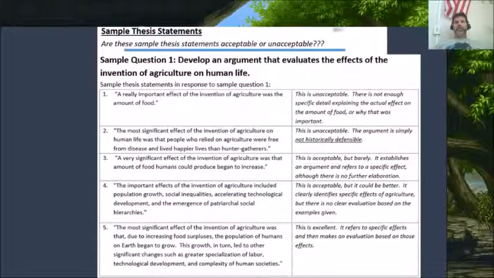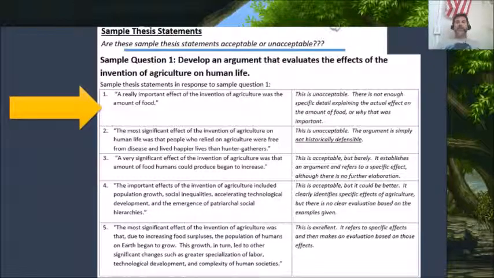So now we're going to look at a few sample thesis statements in response to a couple of sample questions. Our first sample question is, develop an argument that evaluates the effects of the invention of agriculture on human life. Pretty straightforward. This is a causation prompt that indicates the historical thinking skill you need to use: causation, cause and effect. What were the effects of agriculture on human life?